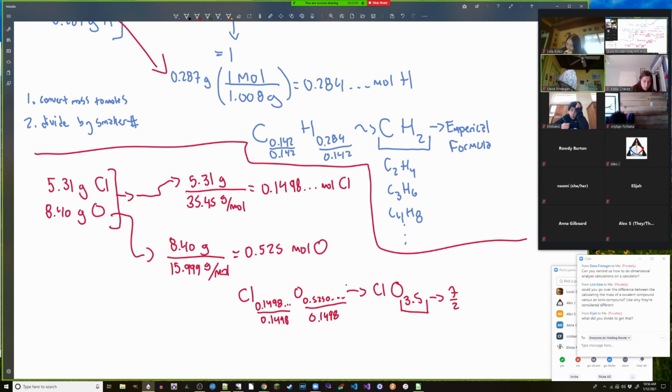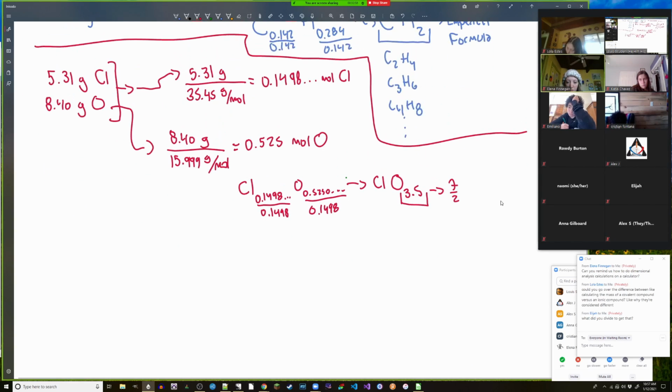I'm hoping that converting decimals to fractions is something you guys have done a lot in math classes, right? I remember doing it a lot in pre-algebra and algebra. So I'm hoping that was something your math teachers did for you a bit. I'm going to scroll down a little bit so I have more room to write. So yeah, I'm going to convert this to 7 halves.